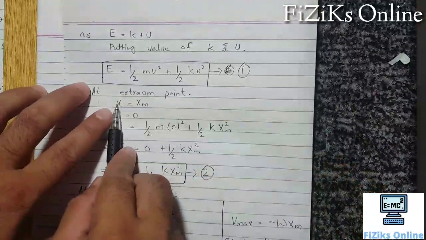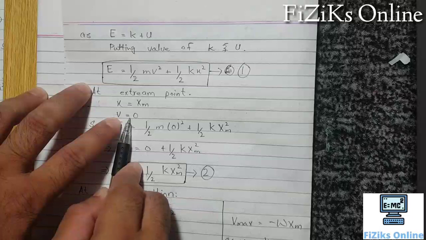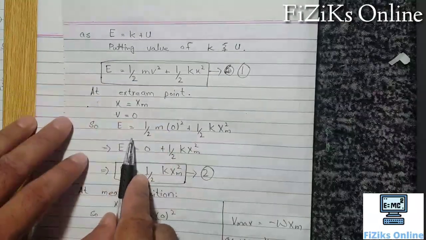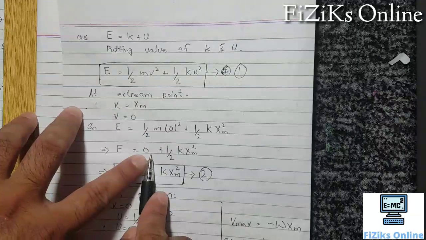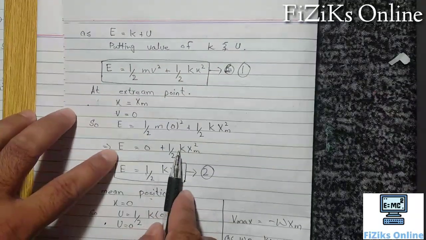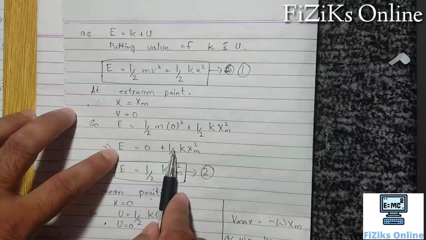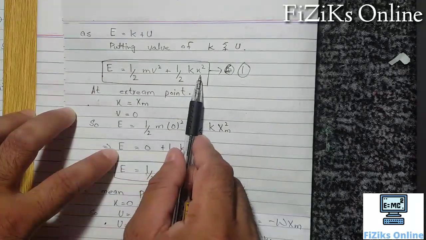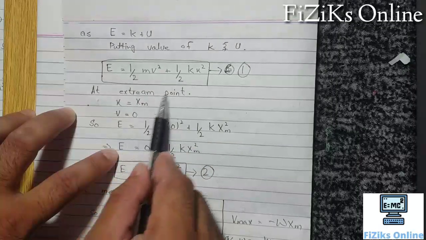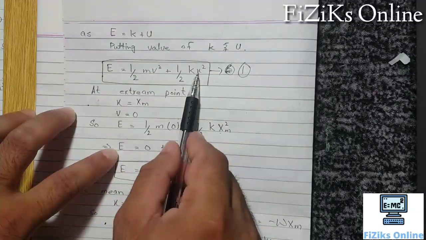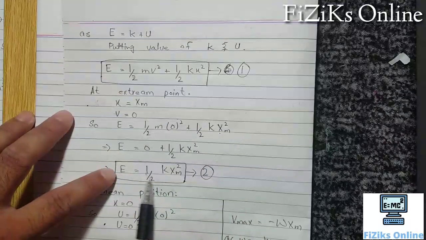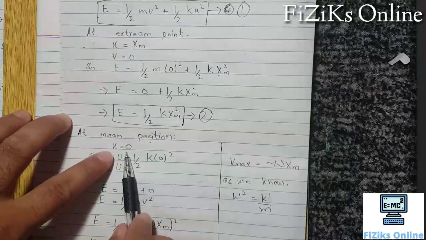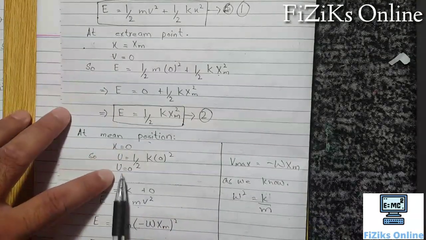At extreme point x equals xm and v is 0. As v is 0, kinetic energy becomes 0. You can see here, the energy will be equal to the potential energy, half k xm squared. As x at extreme point equals xm, we will write xm instead of x. E equals half k xm squared. At mean position x is 0, so potential energy will be 0.